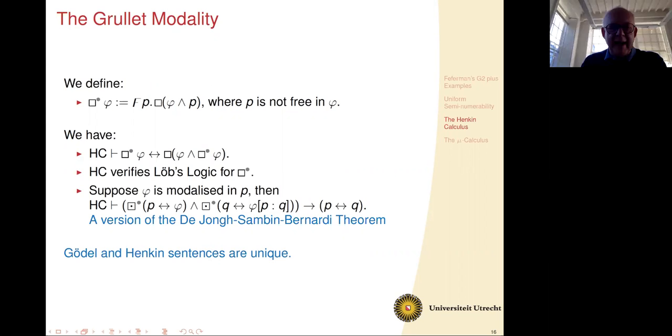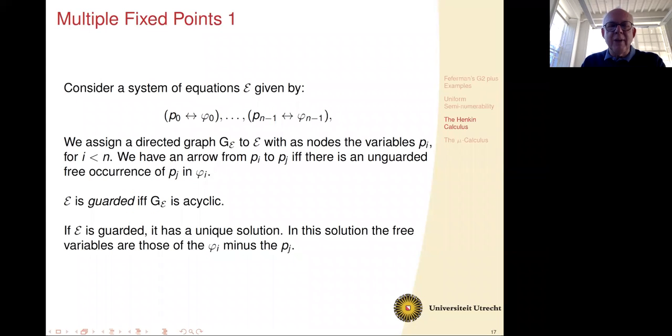And that already tells us that the Gödel and Hankin sentences are unique, right? So that's the uniqueness theorem. And what you can also do is solve equations. So suppose that we have a number of equations, P0 if and only if phi 0, up to Pn minus 1 if and only if phi n minus 1. So we can solve these equations.